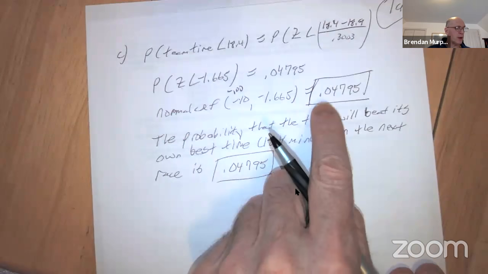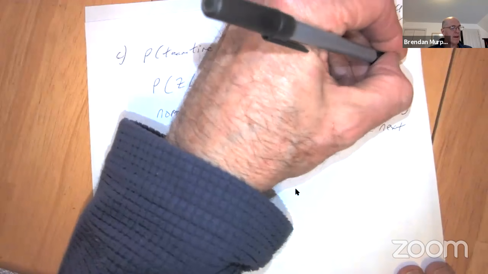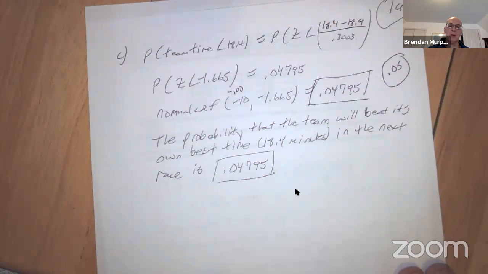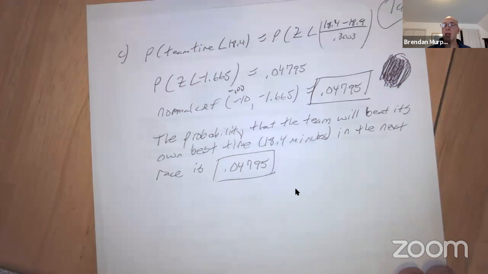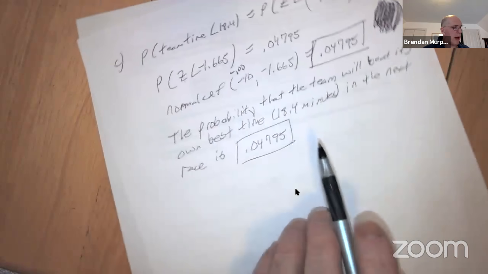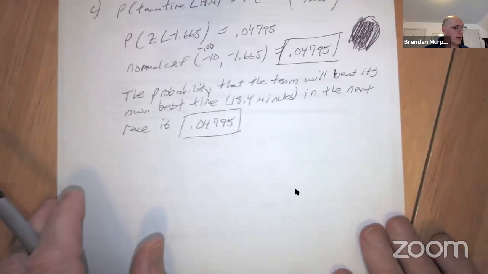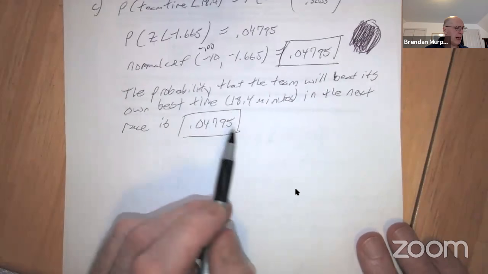That's perfectly fine. Your answer is probably not going to vary. And that was 0.04795. And as a stats teacher, we just did inference a couple of weeks ago, and I wanted to compare that to 0.05, but this problem didn't really ask me to do that. So there was no need to do it here. So the probability that a team will beat its own best time, 18.4 minutes, in the next race is 0.04795.